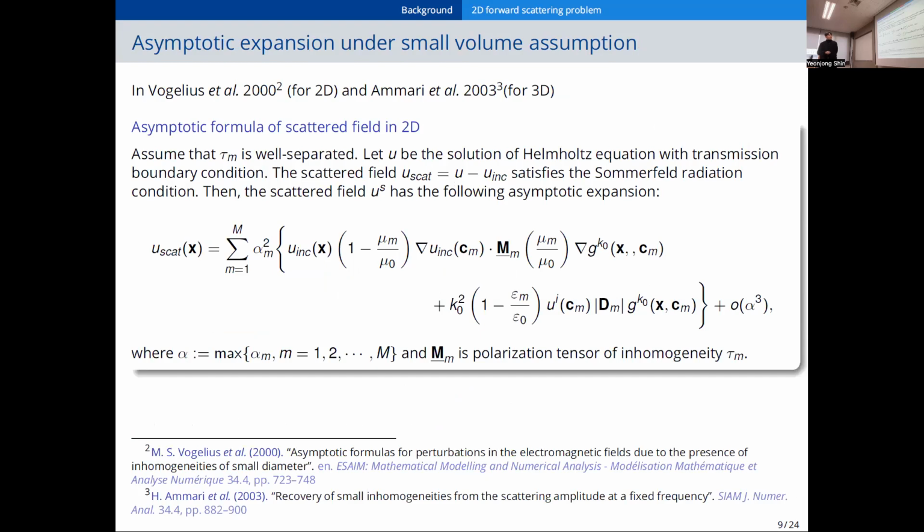Under this assumption and notation, the scattered field has this asymptotic formula. This means that the scattered field can be expressed by the size, the incident field, the permeability and permittivity, and the Green function of the Helmholtz equation, where M is the polarization tensor of the target. In 2D and 3D, you can check the details of the formula.